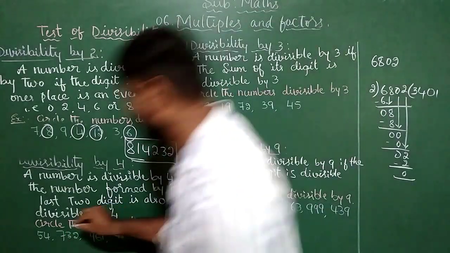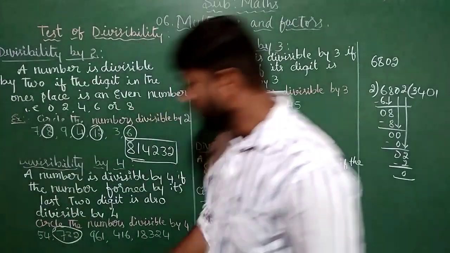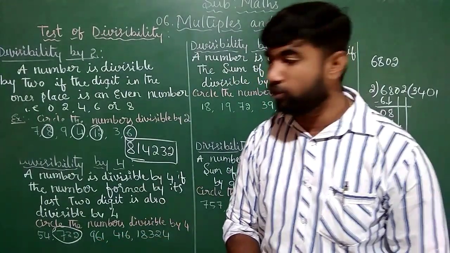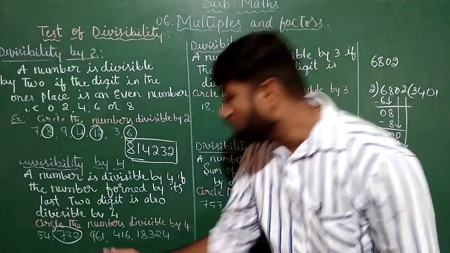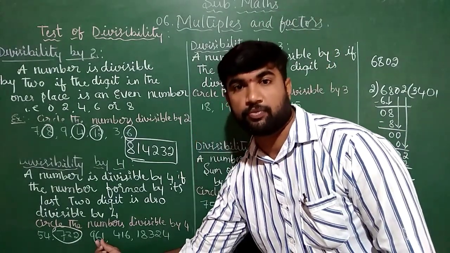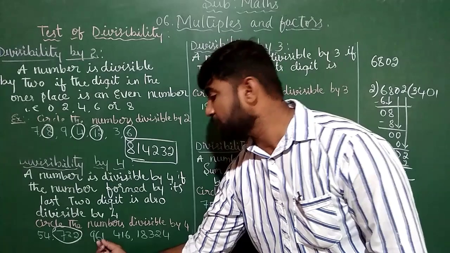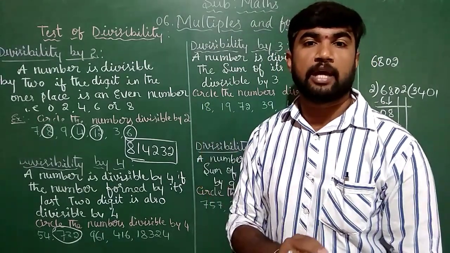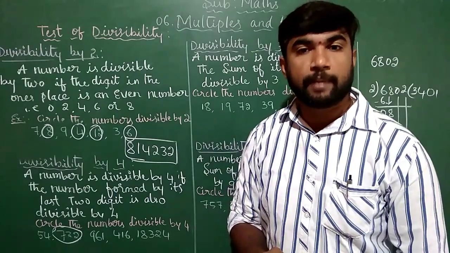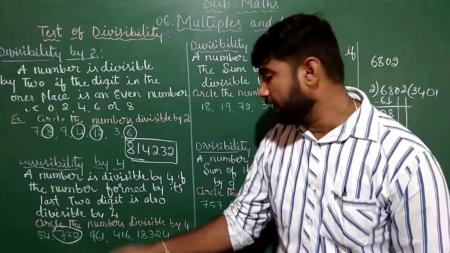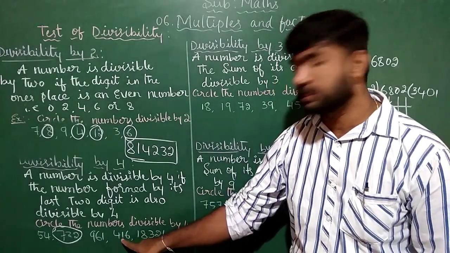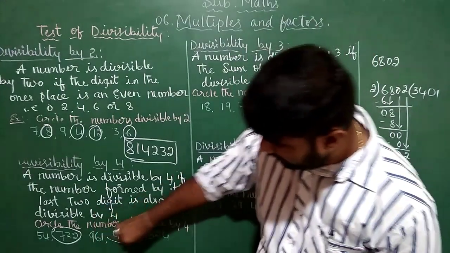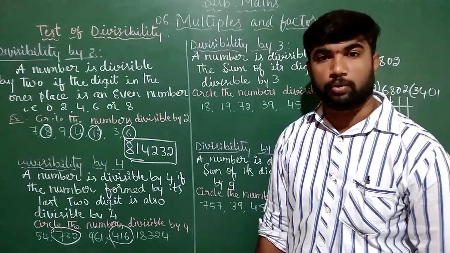We want to circle this. Next, 961. Is 61 exactly divisible by 4? No. We only want to take these two numbers, the ones place value and the tens place value, and check whether that is divisible by 4 or not. Next is 416. The 16: 4 fours are 16. So 416 is exactly divisible by 4.